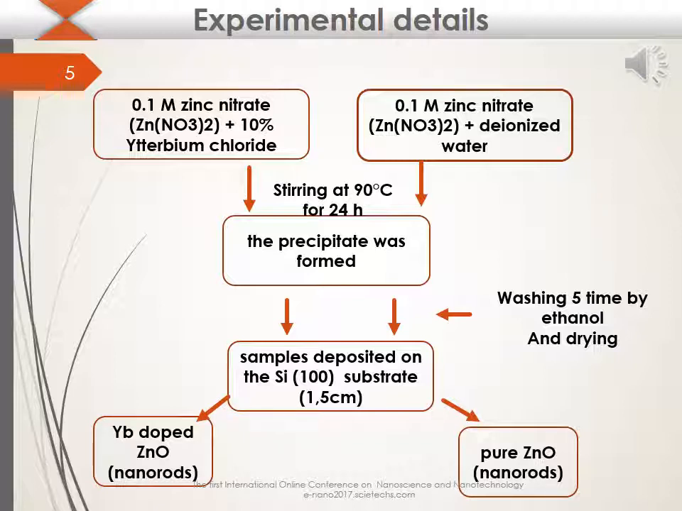For the preparation of our samples, zinc nitrate was used as precursor. So 0.1 mole of zinc nitrate was prepared using deionized water. This mixture was heated at 90 degrees Celsius in an oven for 24 hours, and then the precipitate was formed. After that, the obtained material was deposited on a silicon substrate, washed 5 times with ethanol and then dried. The doping process followed the same steps with the addition of 10% of ytterbium chloride.